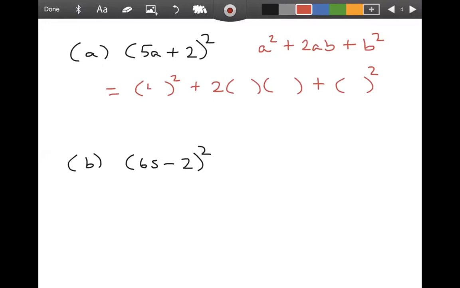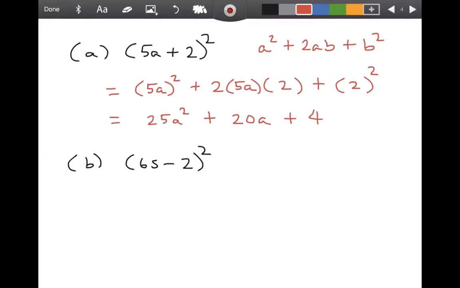So this one's going to be a 5a, this one is also a 5a, this one is a 2, and this one is a 2. Okay, so that gives you 25a squared plus 2 times 5a is 10a, 10a times 2 is 20a, and then the square of 2 is 4. So that's at least as easy as doing FOIL. And again, knowing this pattern will really help you out in chapter 6.